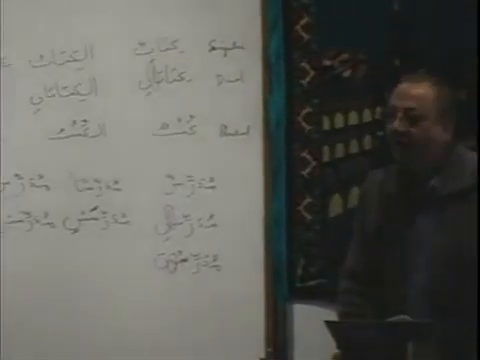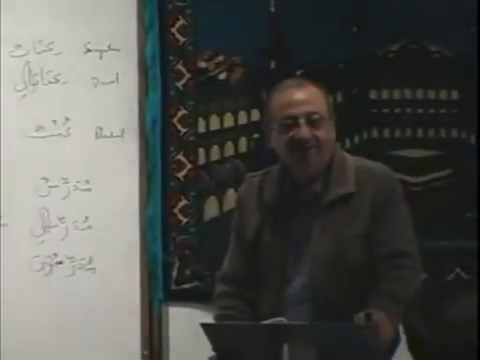So in short, they say, when you want to make a dual from a singular, you should do ani and aini. What is it? Ani and aini. Are you with me? In short, you do ani and aini. Okay? This is the short formula. Ani and aini. Take anything, brother.